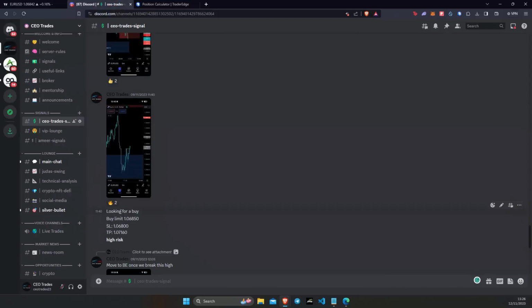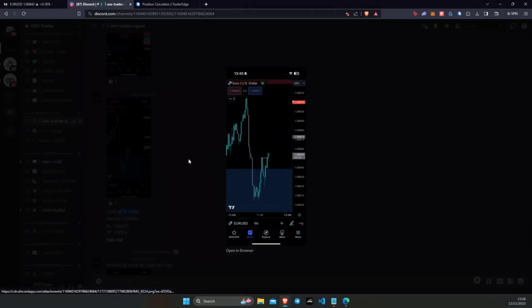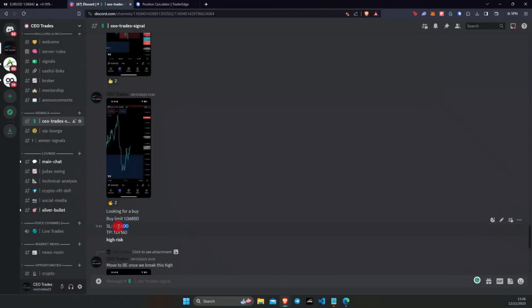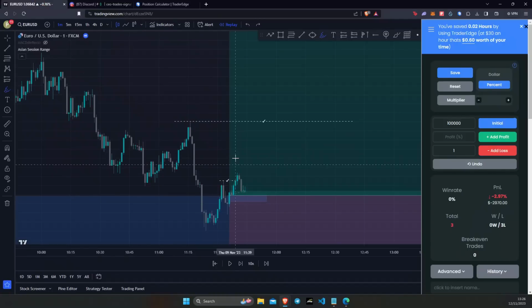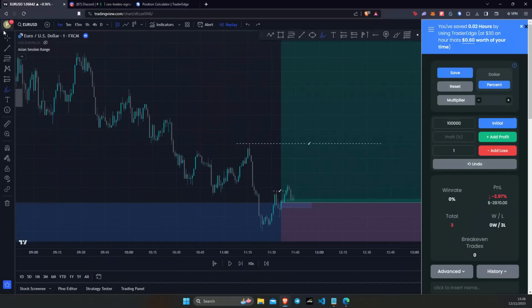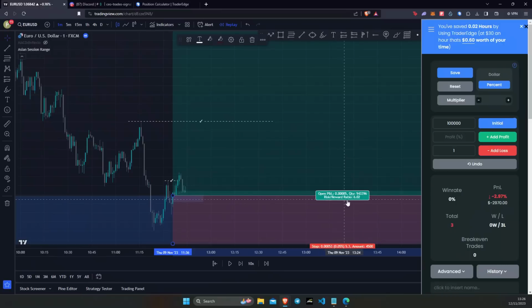So as you can see, I was looking for a buy right here. I gave the buy entry, the stop loss and the take profit. And this was our entry right here. As you can see, this was a 1-to-6 risk to reward trade.